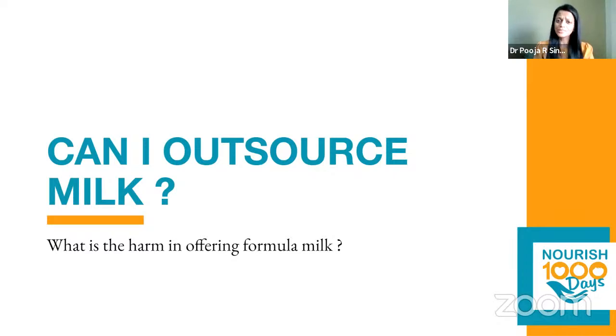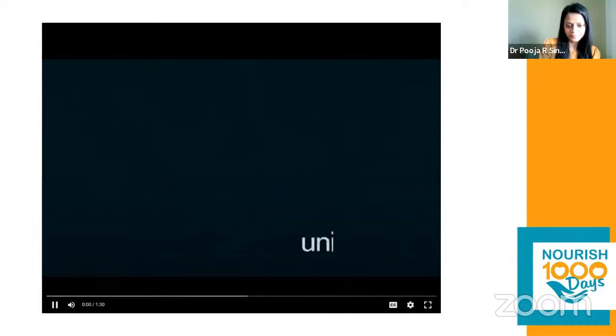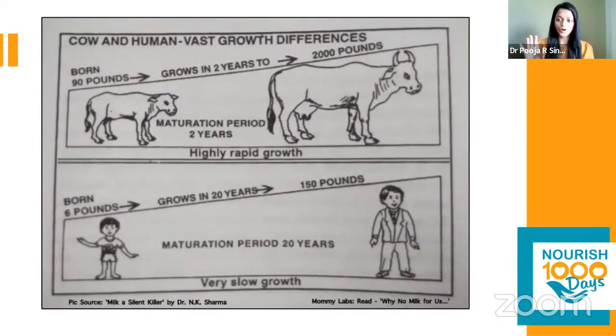Firstly, let us understand what formula milk is made of. It is prepared using cow's milk, right? So formula milk is not something totally made in a lab, but it uses cow's milk as a base. Of course, the industry tries to match the formula milk as much as possible to human milk, but it still does not match the composition of human milk.